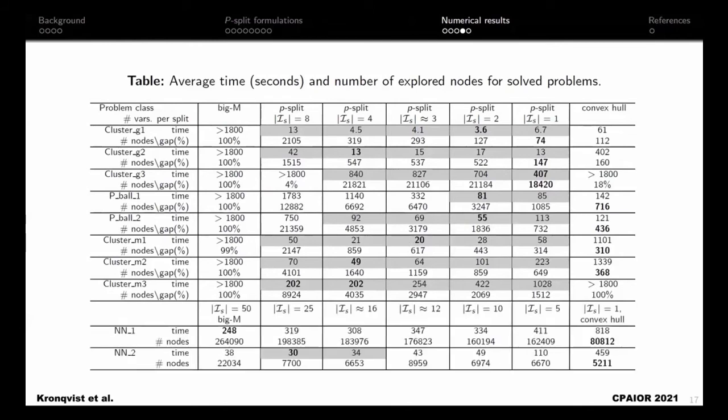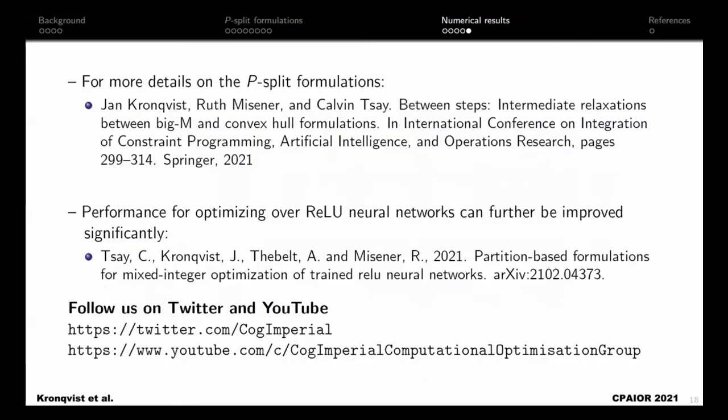The results are also similar for the neural networks, but here the Big M formulation actually performs rather well. For more details, please take a look at our paper. I also want to mention that the performance for optimizing over neural networks can further be improved significantly.